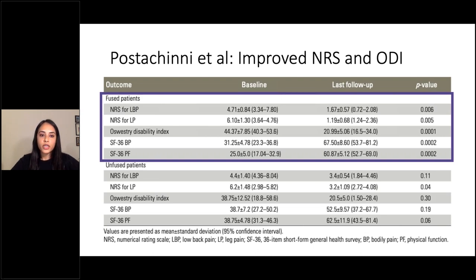So looking at this table here, they collected outcome measures using NRS or numerical rating scale scores, ODI scores, and a short form general survey which asks about pain and physical function. For patients that had radiographic evidence of fusion, NRS scores decreased by about 60% for low back pain, 80% for leg pain, ODI scores decreased by 50%, and the health survey scores improved by 50%. Of course, the major limitation of this study and many studies published on these devices is that there was no control group. Next slide, please.